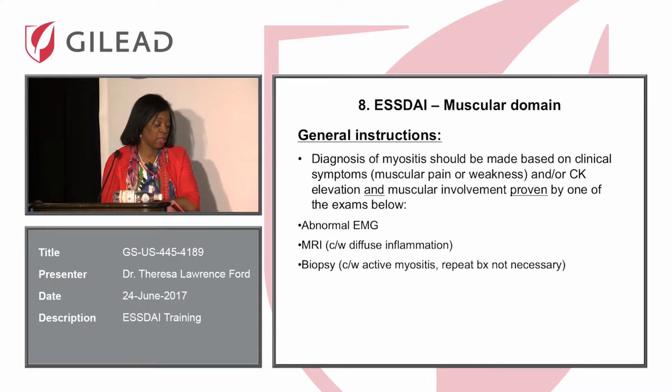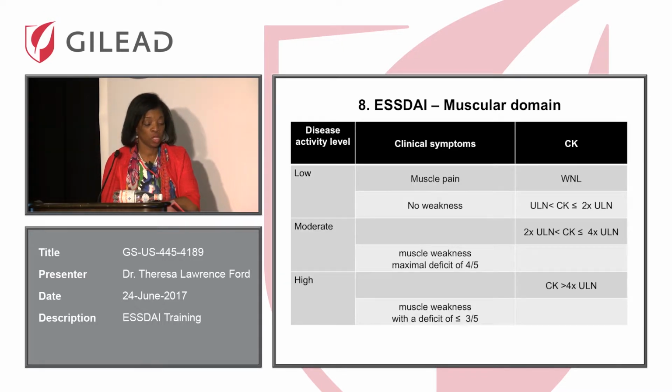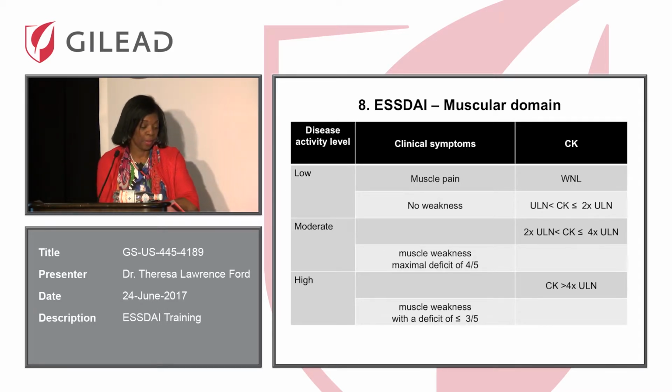So muscular domains low, moderate, high: either muscle pain with normal CK or no weakness with elevated CK, as the parameters are shown here for low. Moderate would be between 2 and 4 times upper limits of normal, and the maximum muscle deficit 4/5. And high then goes up to either greater than 4 times upper limit of normal and muscle weakness with a deficit of 3/5 or less. Then this is proven myositis.